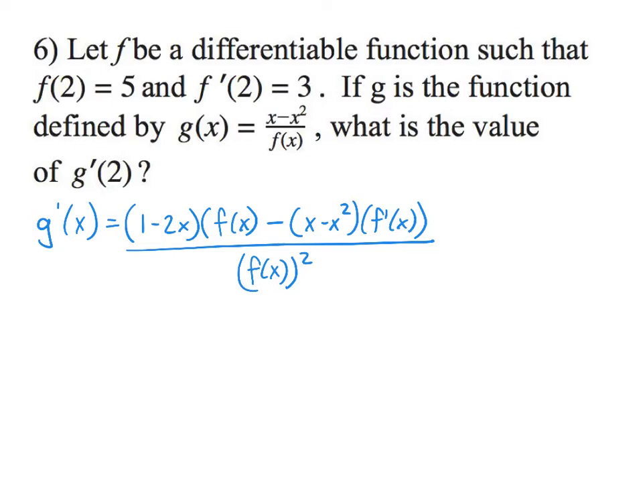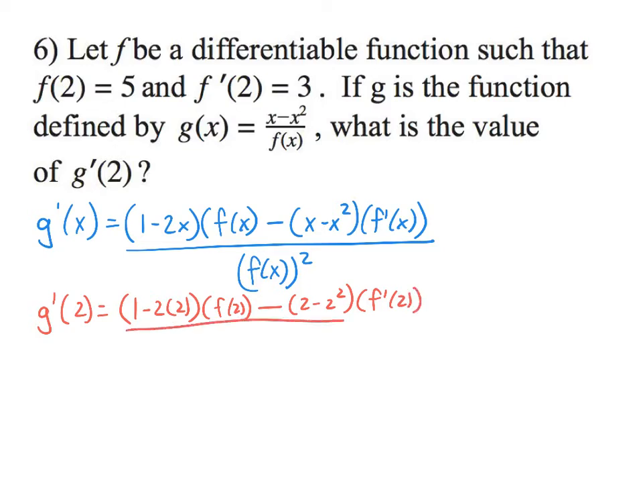Because our goal now is to simply plug in 2. So we have 1 minus 2 times 2. And then we have f of 2 minus 2 minus 2 squared, times f prime of 2. That's all over f of 2 squared. Okay, so let's clean this up some more. So 1 minus 4 is negative 3. F of 2, what's f of 2? F of 2, it says right here, is 5. So I'm going to replace this with 5.